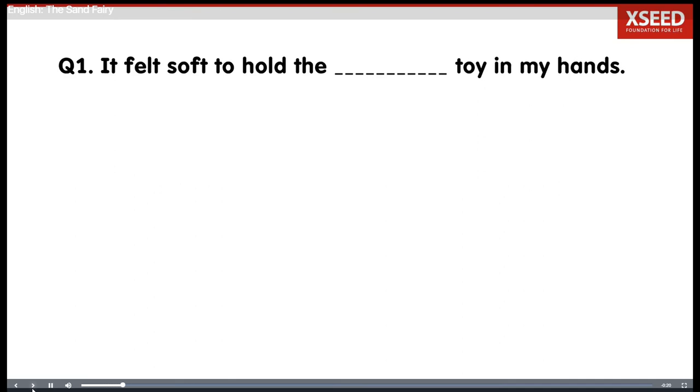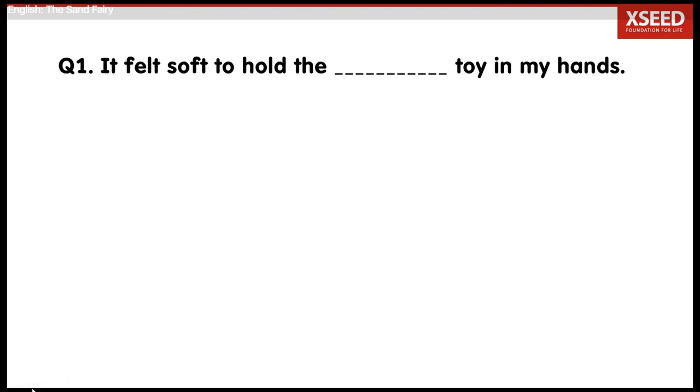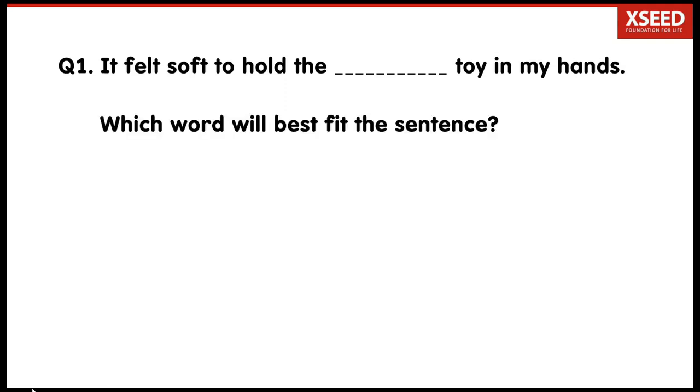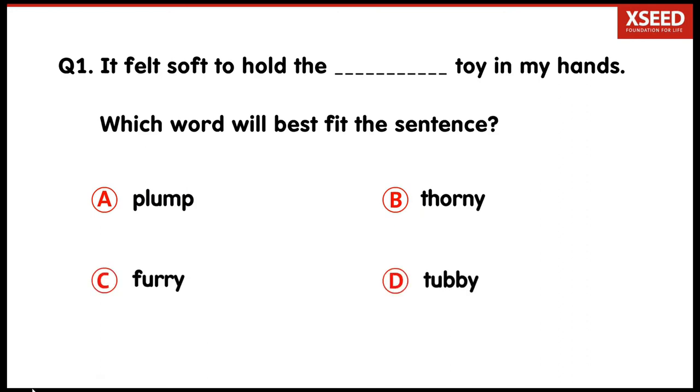Question 1. It felt soft to hold the toy in my hands. Which word will best fit the sentence? A. Plump. B. Thorny. C. Furry. D. Tubby.